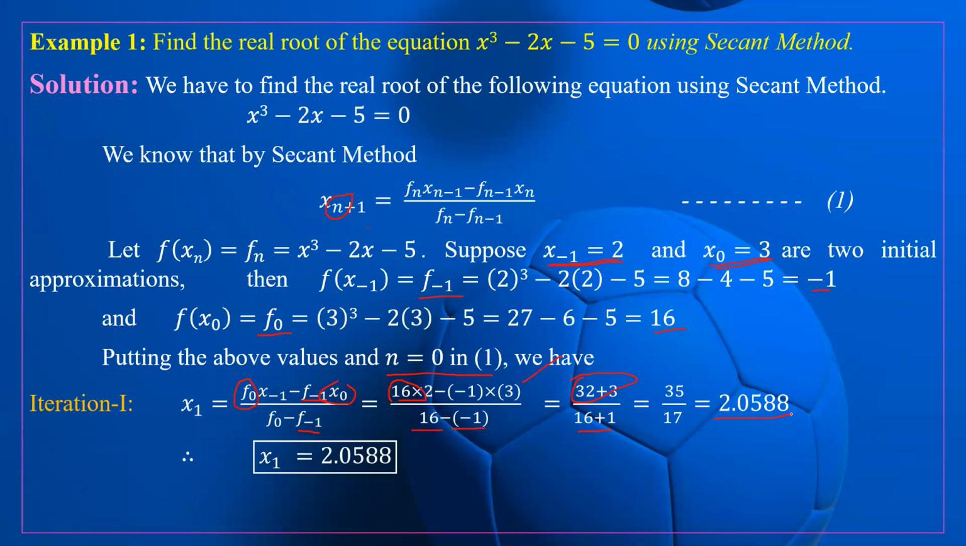We see that the value of x1, is it positive or negative? The value of x1 is positive, correct? So for x0 we are getting a positive value, and for x of minus 1 we are getting a negative value. So here what will be our x0?